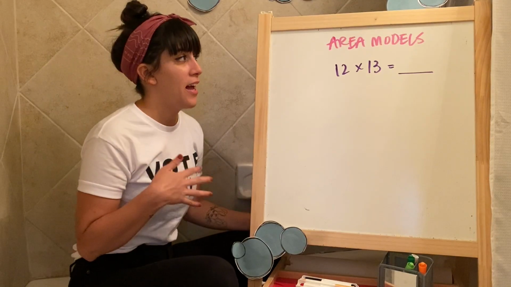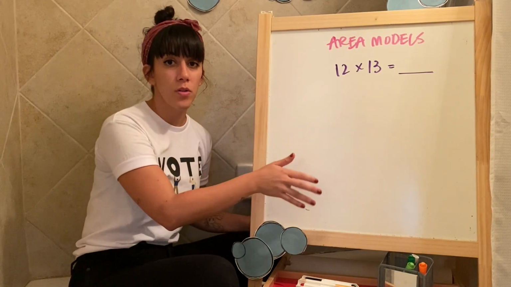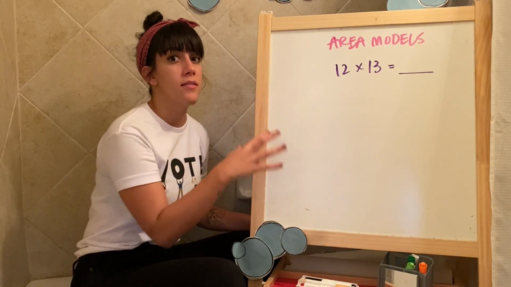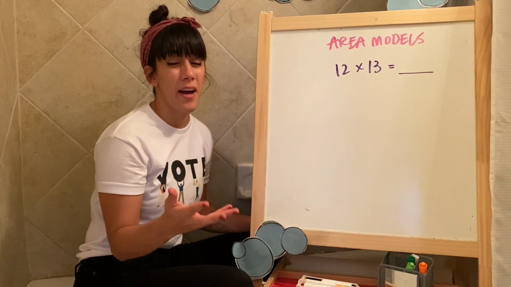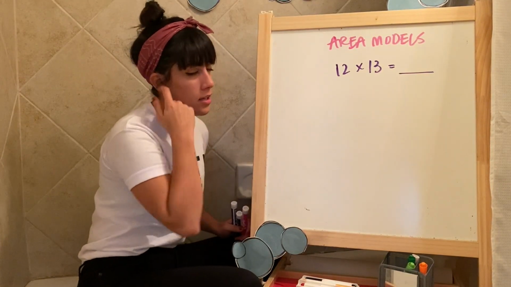Okay, area models. I actually really dig this strategy. It's awesome. It's a great visual to use. It doesn't take as long, and it helps break things down one place value at a time, which is what we've been learning. So, 12 times 13 equals what?